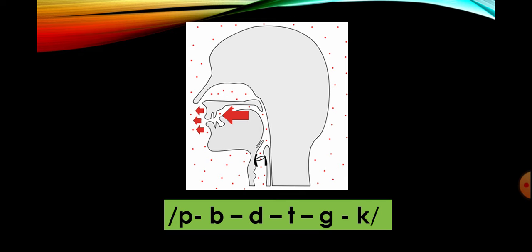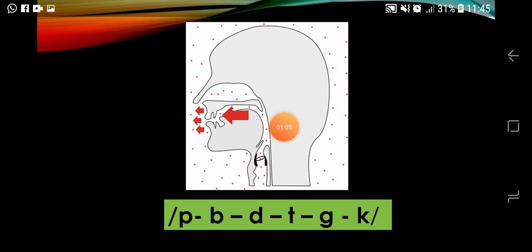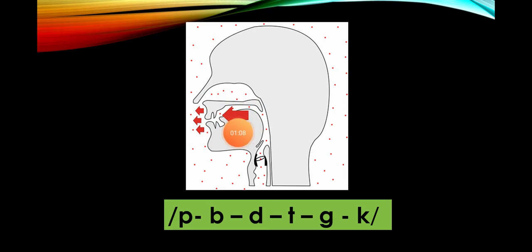Then the mouth is opened, and the air that was inside the mouth is abruptly released, producing an explosion, like these sounds. For example, p, b, t, d, g, and k.